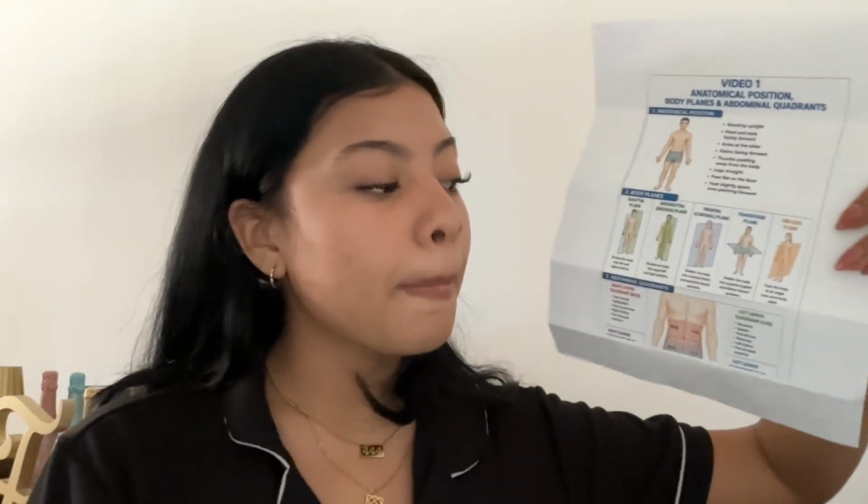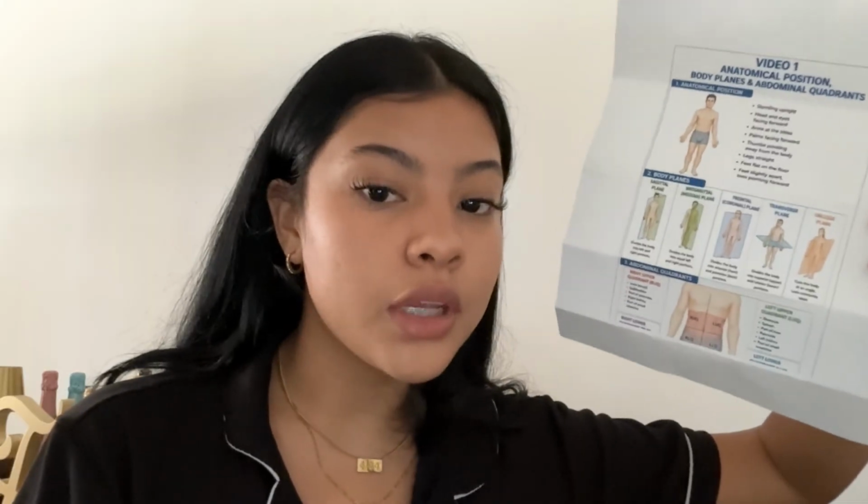So overall, these are three things that help us locate certain things in the body when it comes to our health, which are extremely important as we move into the healthcare field.